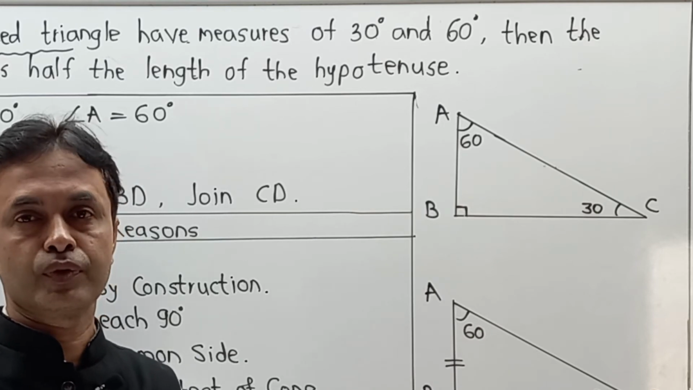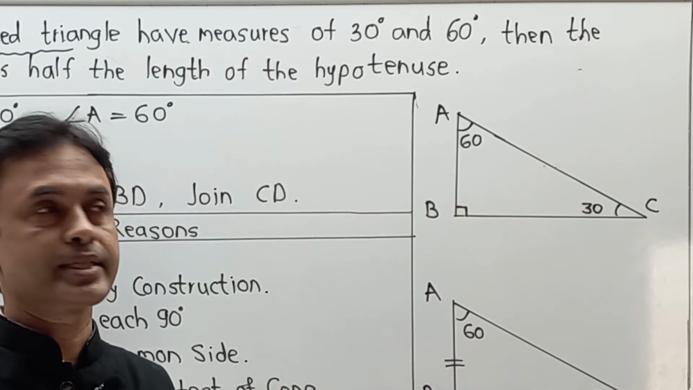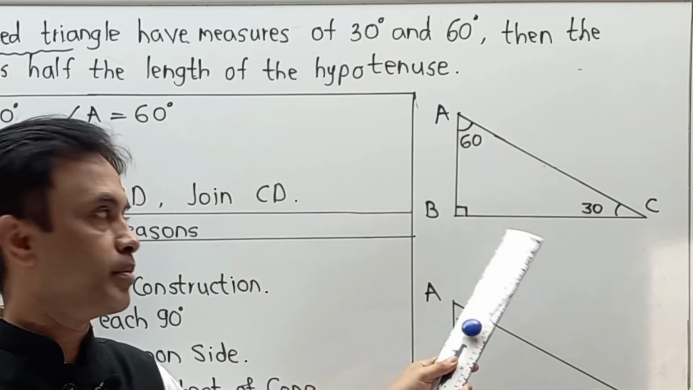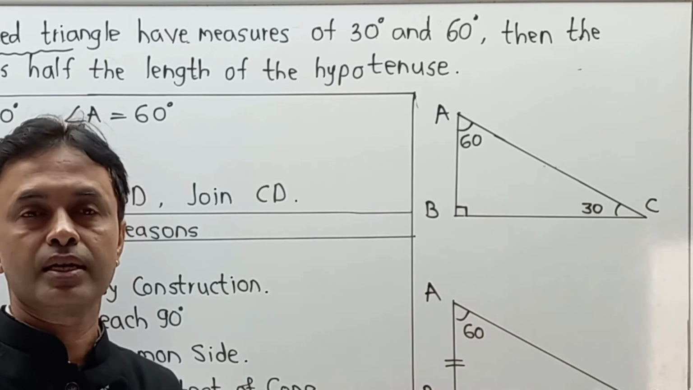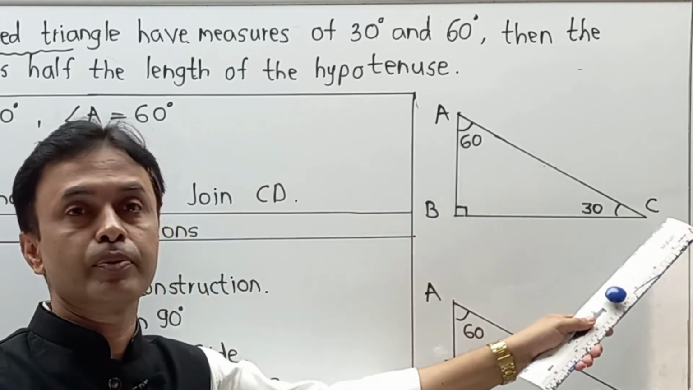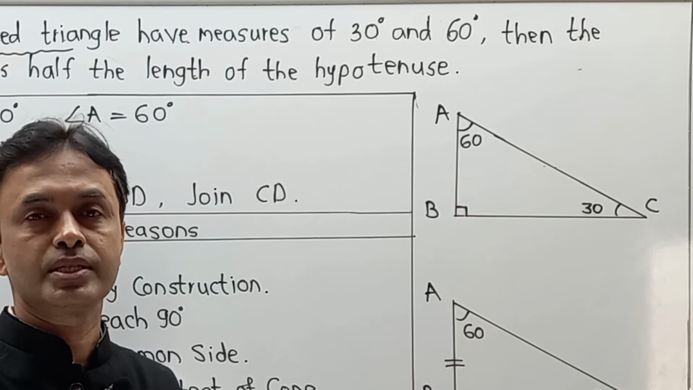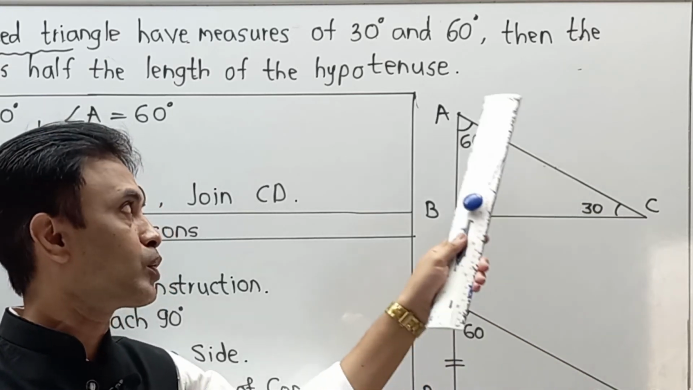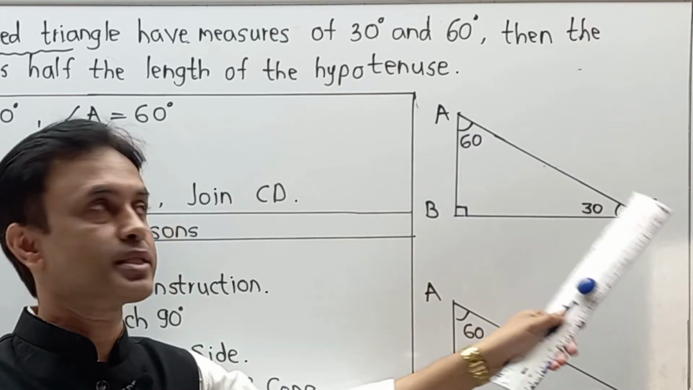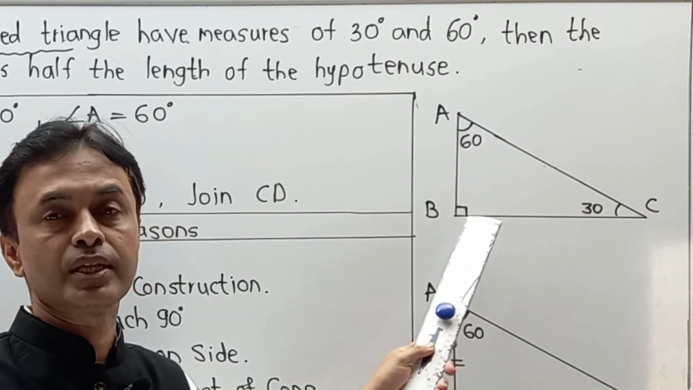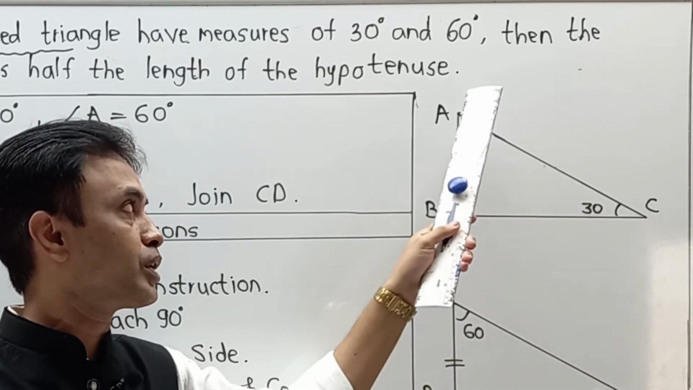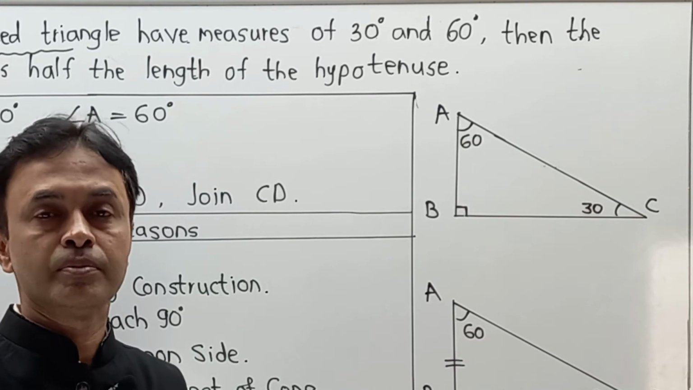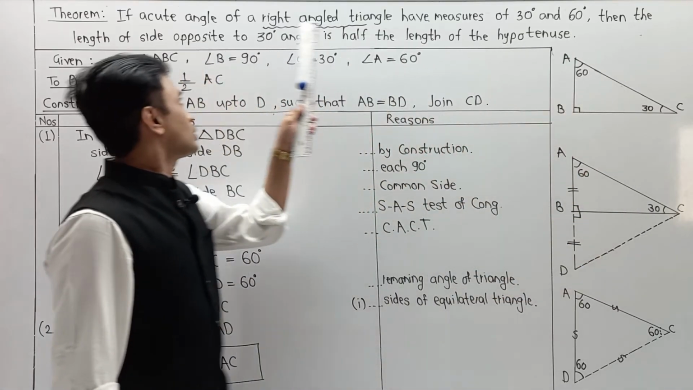Now in the second proof, everything remains the same and only the condition changes. Side opposite to the 60 degree angle, that is BC, is root 3 by 2 times of the hypotenuse, meaning root 3 by 2 times of AC. In this second proof, we have to prove that BC is equal to root 3 by 2 times of AC.